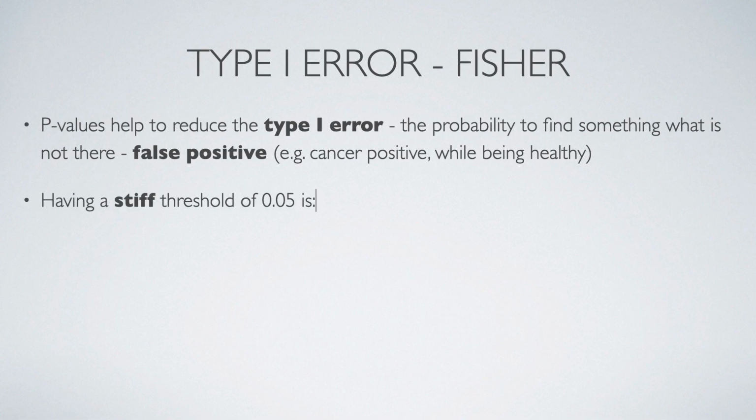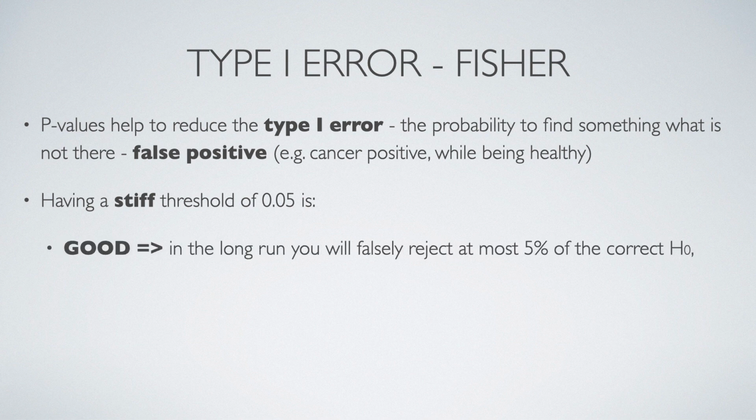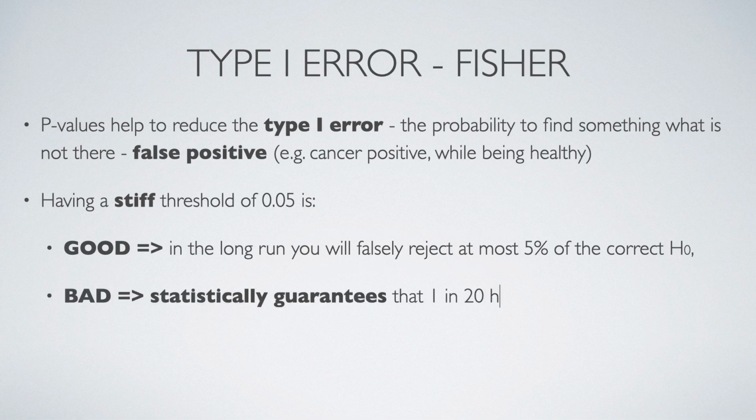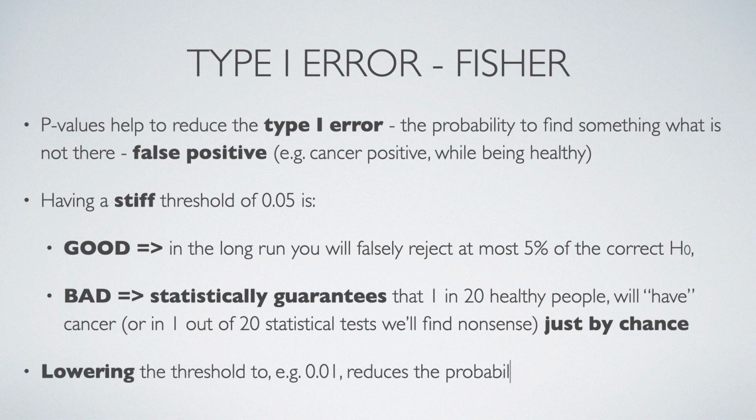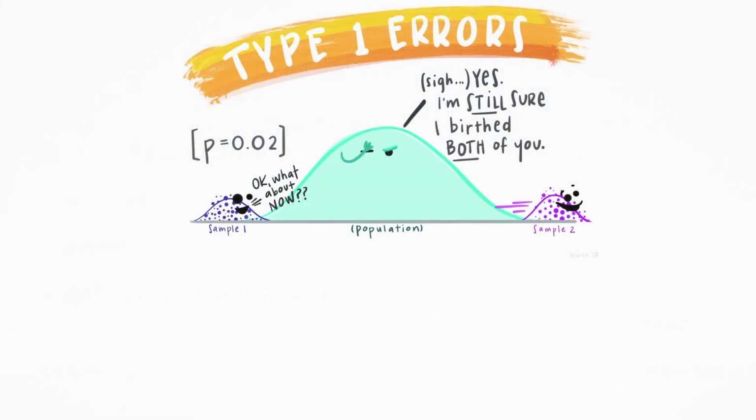Having a stiff threshold of 0.05 can be good because from all the null hypotheses you test, in the long run you will falsely reject at most 5% of correct hypotheses. But it is also bad because it statistically guarantees that 1 in 20 healthy people will have cancer just by chance, or in 1 out of 20 statistical tests will find nonsense just by chance. Thus, lowering the p-value to, let's say, 0.01 reduces the probability of finding nonsense. But doesn't mean that any threshold is evil.